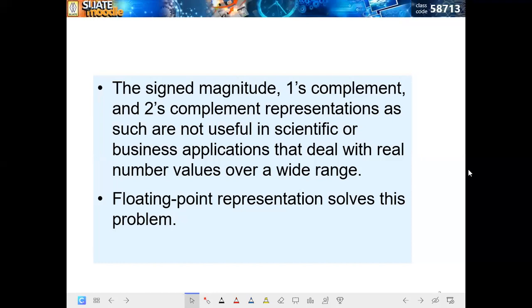If you use 1's complement, there is another problem. Two zeros are there, and there are some other limitations, which we covered in the earlier lesson.